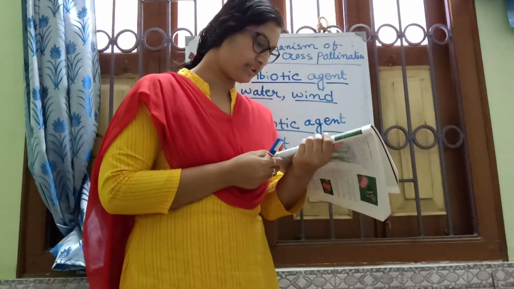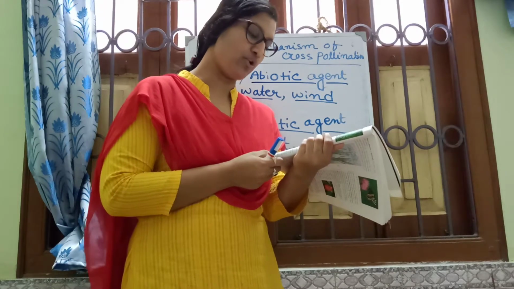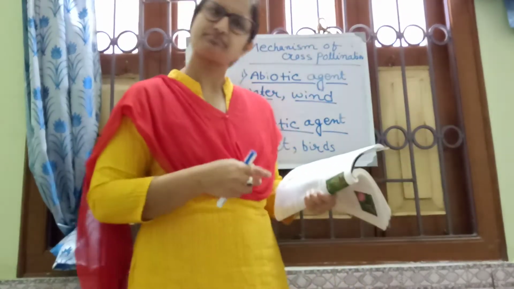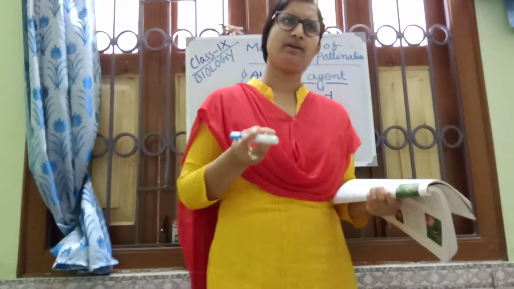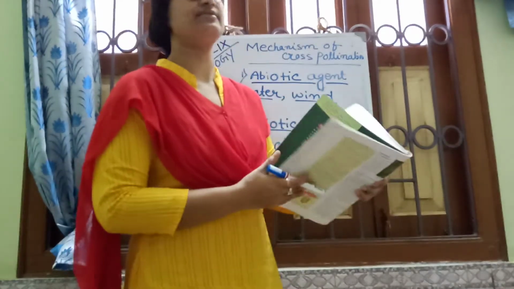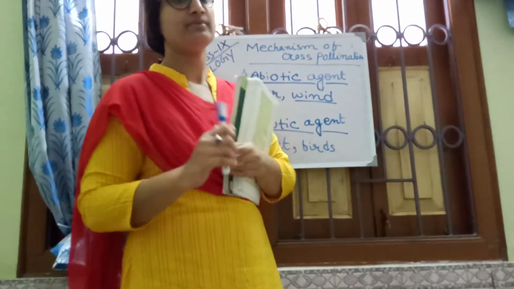Also, there are large stamens which have long filaments, and the flowers have a long stalk, so they are easily exposed to the air and easily release the pollen grains into the air. The pollen grains are light and small, and there are no bright colored petals. So these are the characteristic features of wind pollinated flowers.